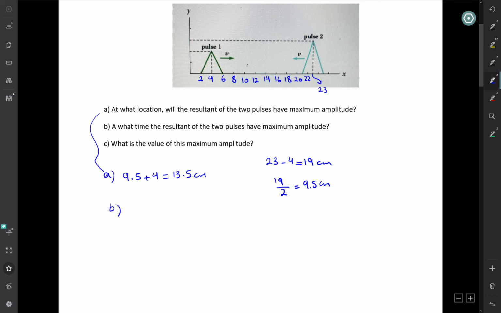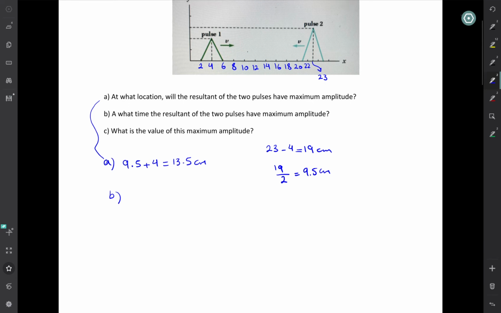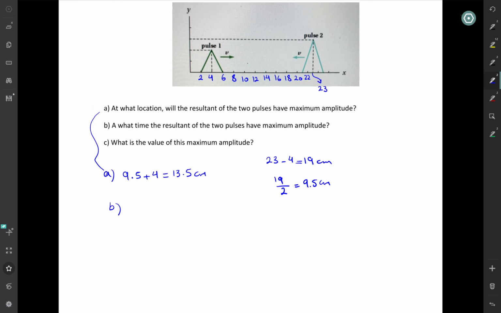Great. Part B. They're asking for the time that the resultant of the two pulses has maximum amplitude. Basically, they're asking at what time the two pulses meet. If you remember in our exam prep session for Prep 101, we said you could assume that one of the two pulses is not moving and the other one is going to travel with the speed of 2v. And so we did it that way.